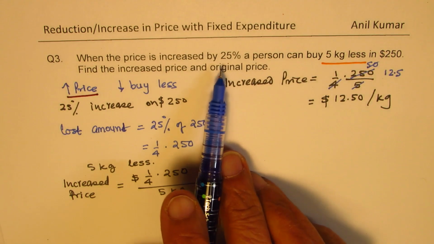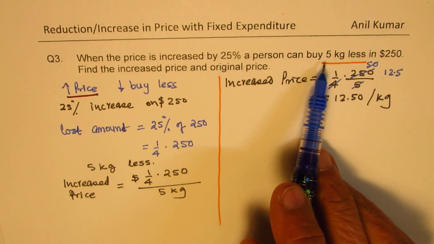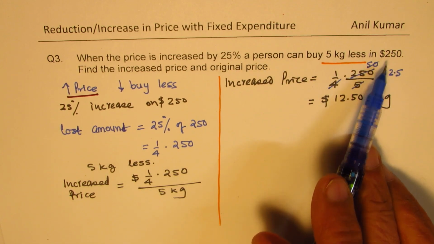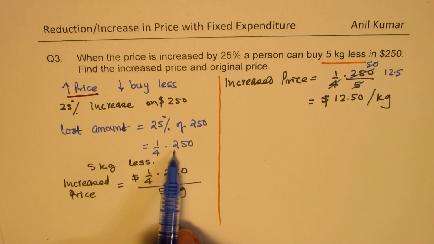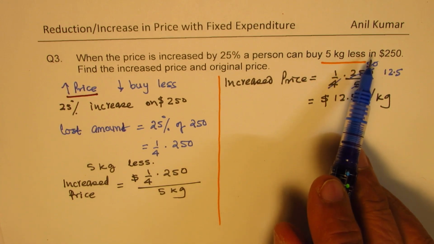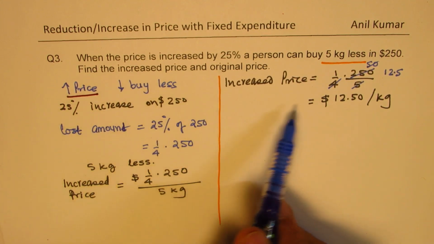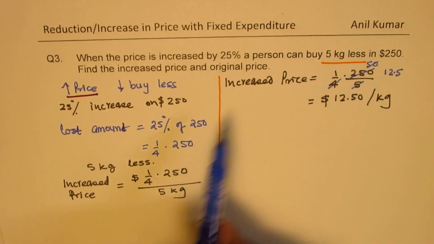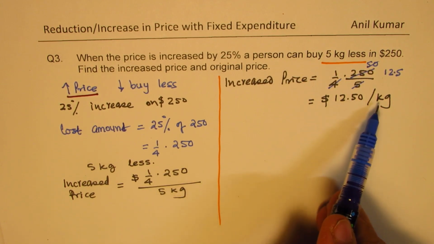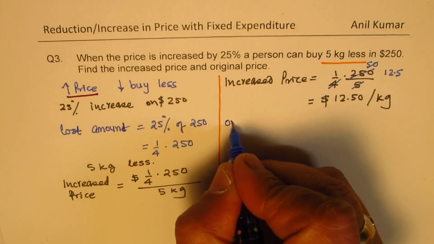When the prices increase, the purchasing power decreases, therefore we are buying less. Now, by how much did it decrease? 25% of 250, which we kept here as a fraction. Now, since we bought 5 kg less, we can find the rate. So the increased price we got as this quantity divided by 5 gives us 12.50 per kg. Now, we can find the original price, right?